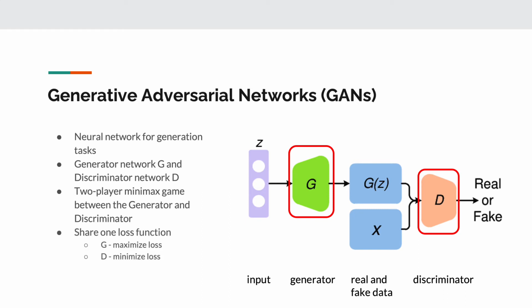The generator tries its best to fool the discriminator, that is, to generate data that looks real enough so that the discriminator will mistake it as real data. The discriminator tries to tell what is real and what is fake as accurately as possible. In other words, the generator tries to maximize the loss function, and the discriminator tries to minimize it.